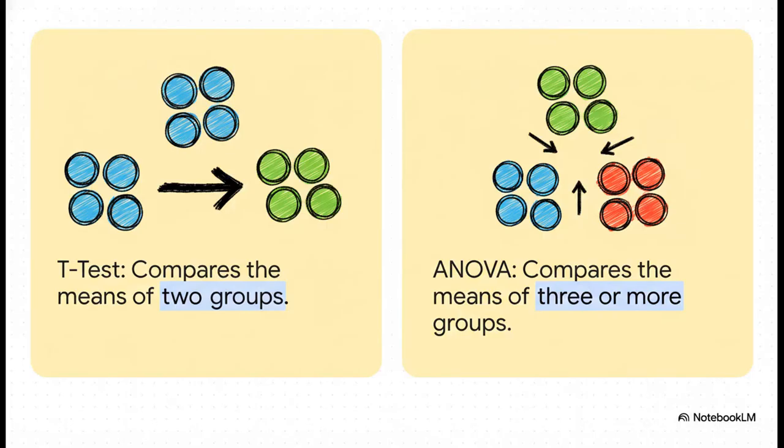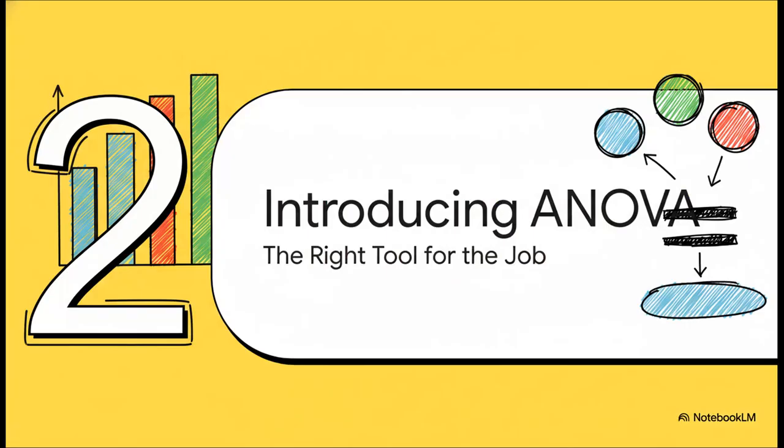Now, you've probably heard of a t-test, right? It's a fantastic tool for comparing just two groups, say fertilizer 1 versus fertilizer 2. But the moment you add a third group or a fourth, the t-test just can't handle it. You need something more powerful. And that's where our hero of the day comes in. It's called Analysis of Variance, or ANOVA for short, and it is built specifically for this multi-group challenge.